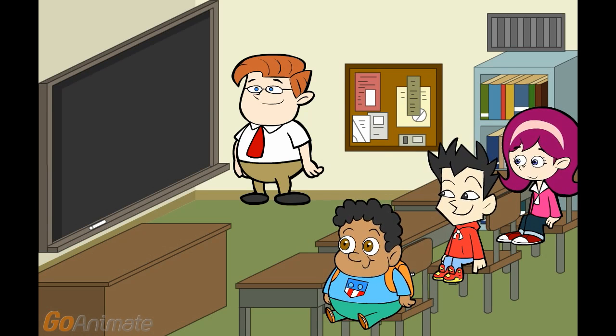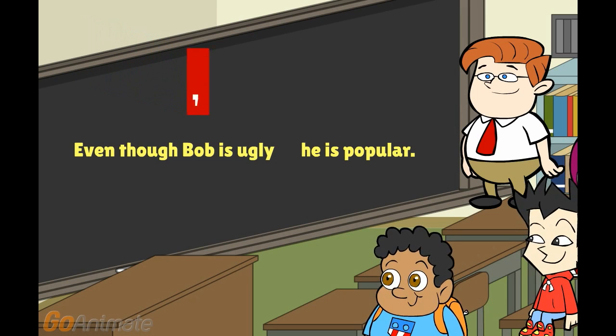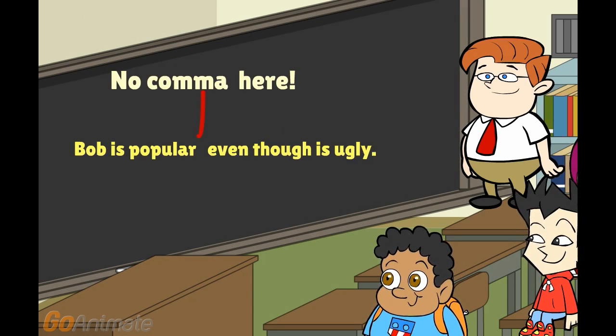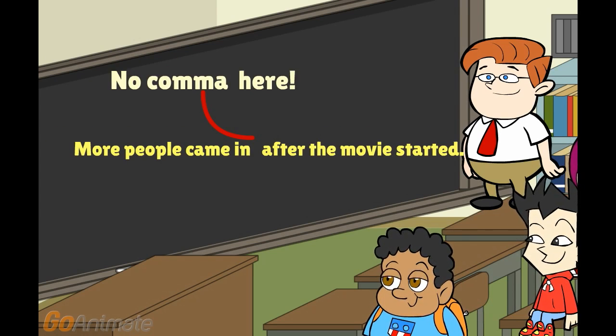Here is another example. The subordinate clause comes first in this sentence. We should put a comma after it. We should use a comma here because the subordinate clause comes first. We should separate it from the main clause. There is no comma in this sentence because the subordinate clause comes second.